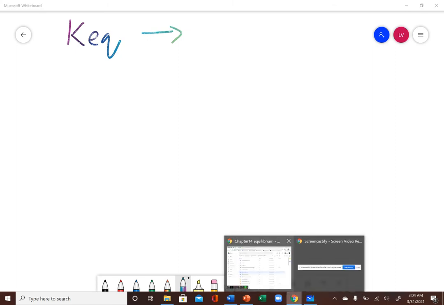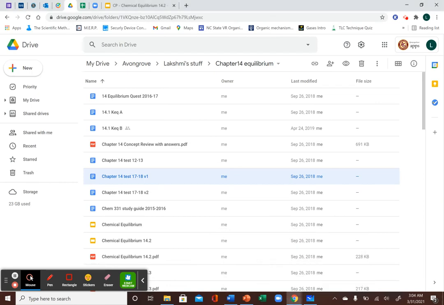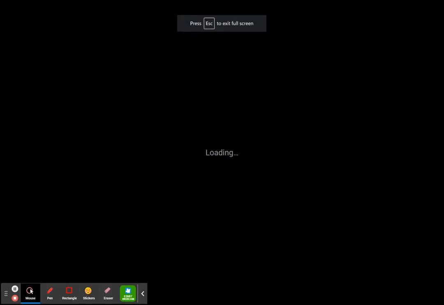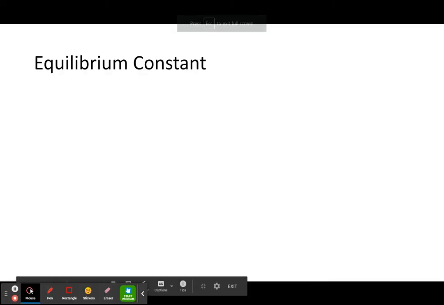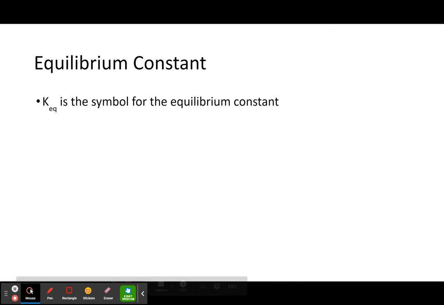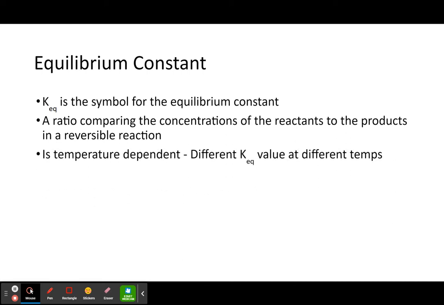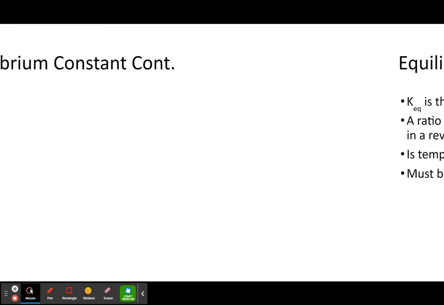Now let me switch my screen. KEQ is the symbol for the equilibrium constant. It's a ratio comparing the concentration of the products to the reactants in a reversible reaction. It is temperature dependent, because as you know, rate is temperature dependent. So KEQ is also temperature dependent, with a different value of KEQ for different temperatures. It must be determined experimentally.